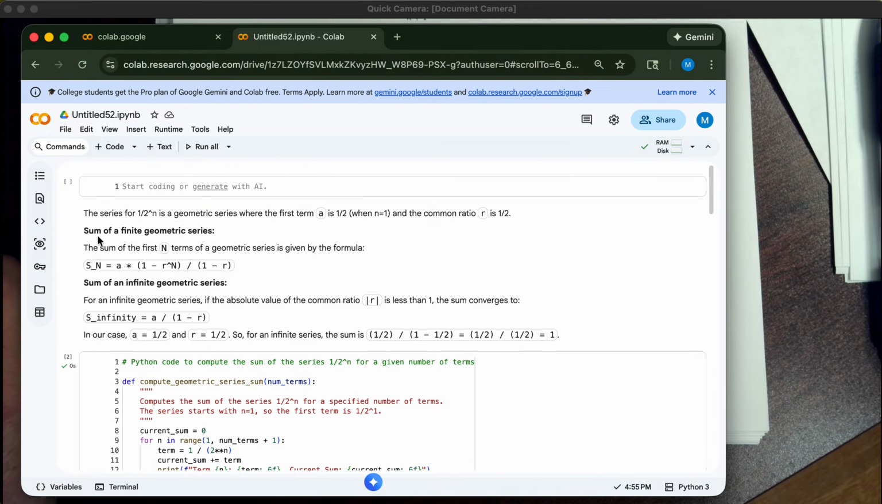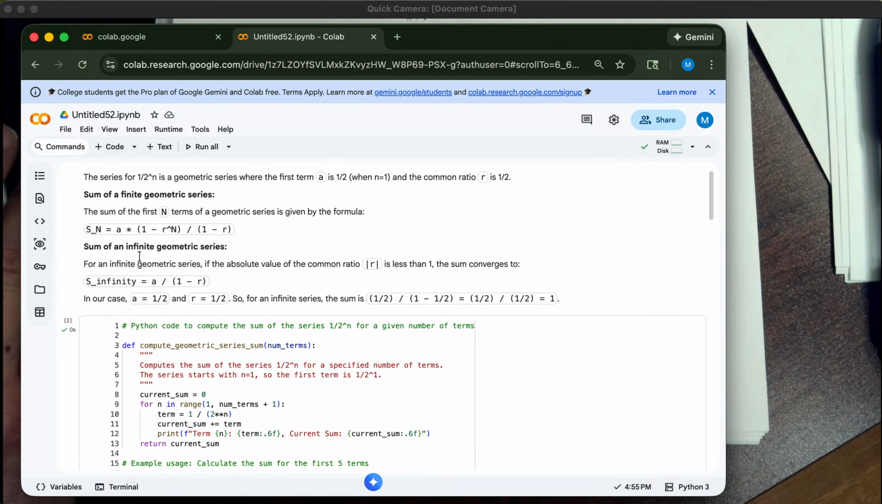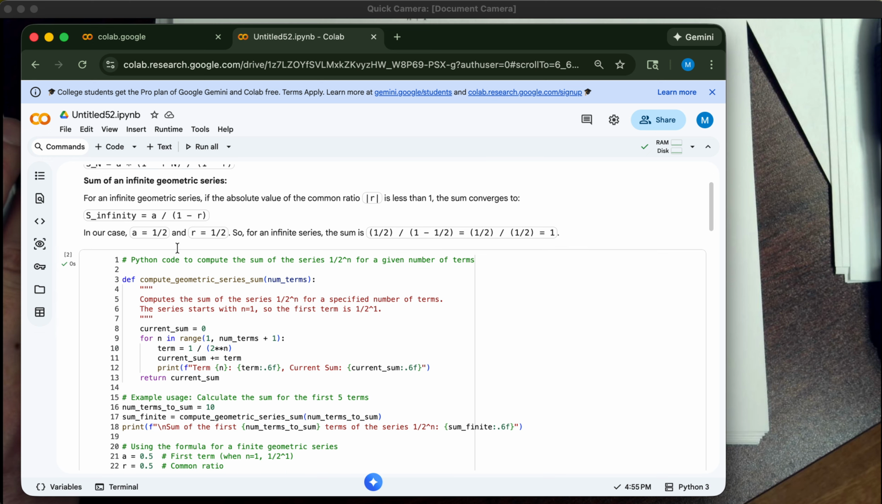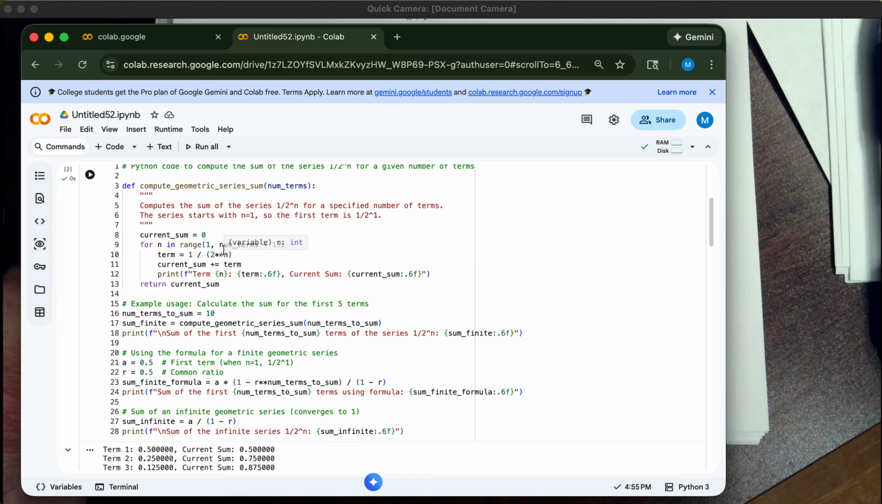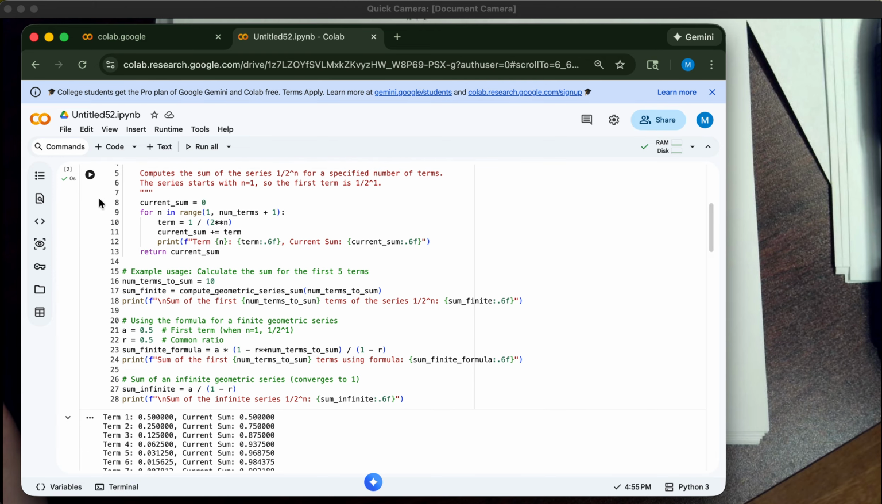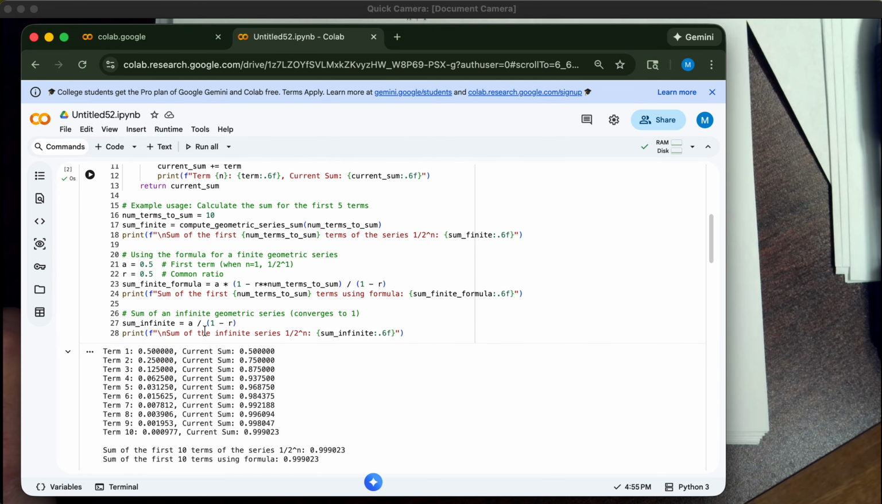So the geometric series 1 over 2 to the n, where the first term is 1/2 and the ratio is 1/2. So we know the answer to the nth partial sum, and we know that the infinite series converges to a over 1 minus r. So you don't have to worry about this code. You'll learn about this next year when you take Python programming, but this is a Python function here. A lot of this stuff is just comments, which means it's just there to help us understand what's going on. All right, so if we run this code, I'll show you what it looks like if you run it.